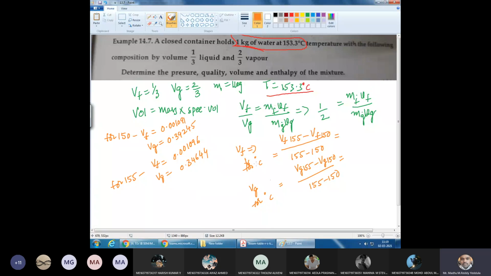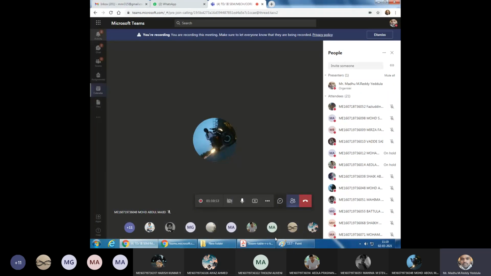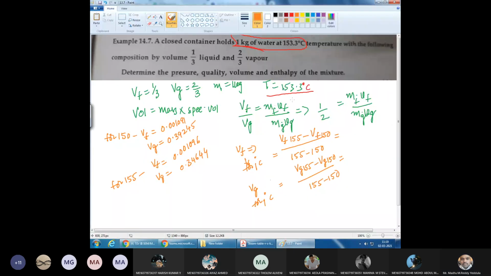Calculator, tell me. For 1 degree, this one, Vg and Vf value. Very simple. 1 into 10 power. Which value? Vf value? Yes, sir. 1 into 10 power minus 6. 10 power minus 6. Okay, Vg?